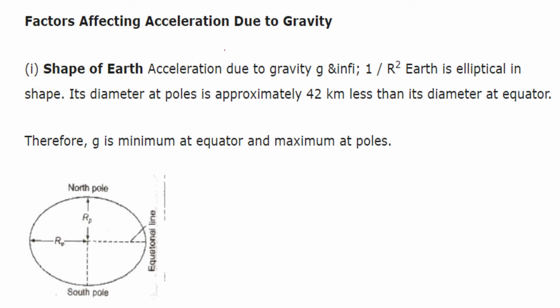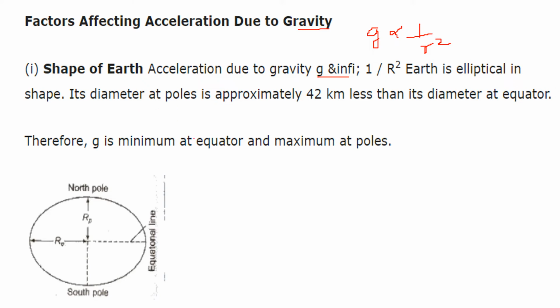What are the factors which are going to affect the gravity? First is the shape of the earth. See, this g is directly proportional to 1 by r square, as we have known. Earth is not a proper sphere. It is elliptical in shape, and the earth's crust is also not very smooth.